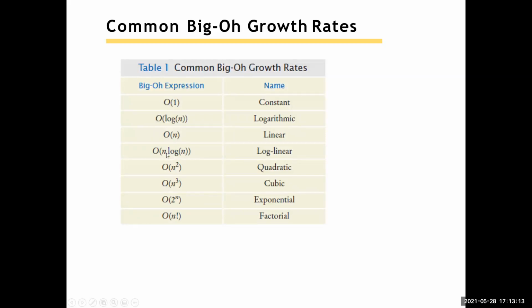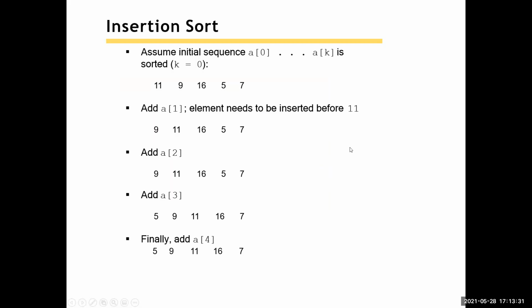Then next to that one would be n log n. Then we have n squared, n cubed, 2 to the power of n, and n factorial. And again, we are not going to go through the calculation of these things. I just want you to know the ones that we have over here.